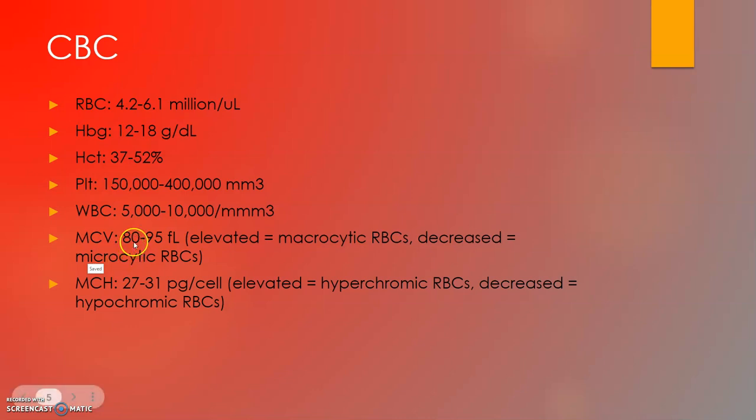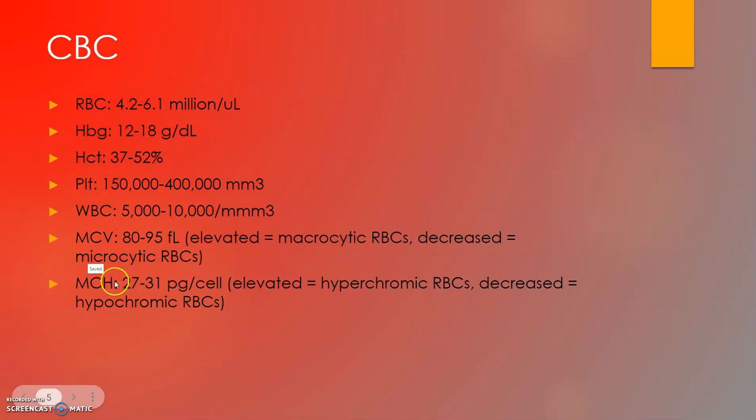So the MCV stands for mean corpuscular volume, and that's the average size of the red blood cell. So when it's elevated, it means that we have these macrocytic or very large red blood cells. If it's low, then it's microcytic or small.